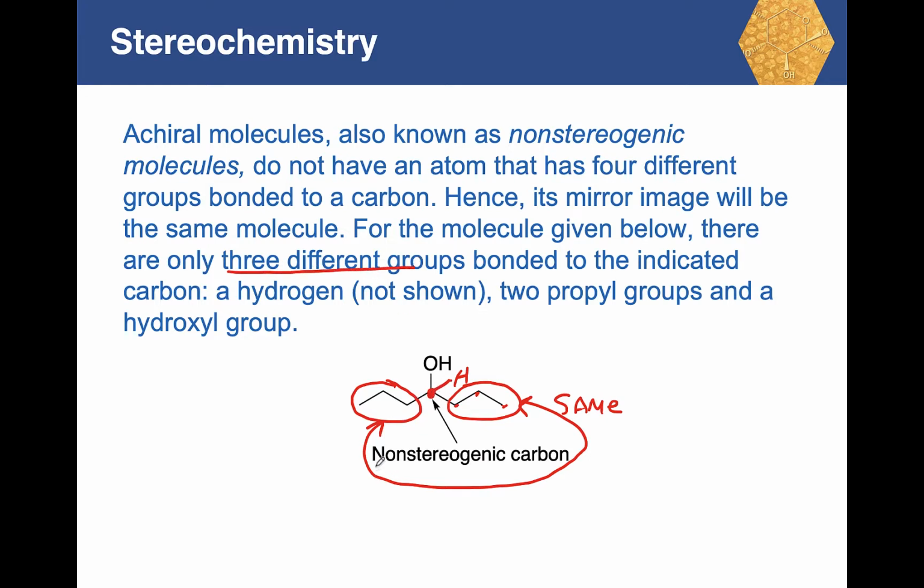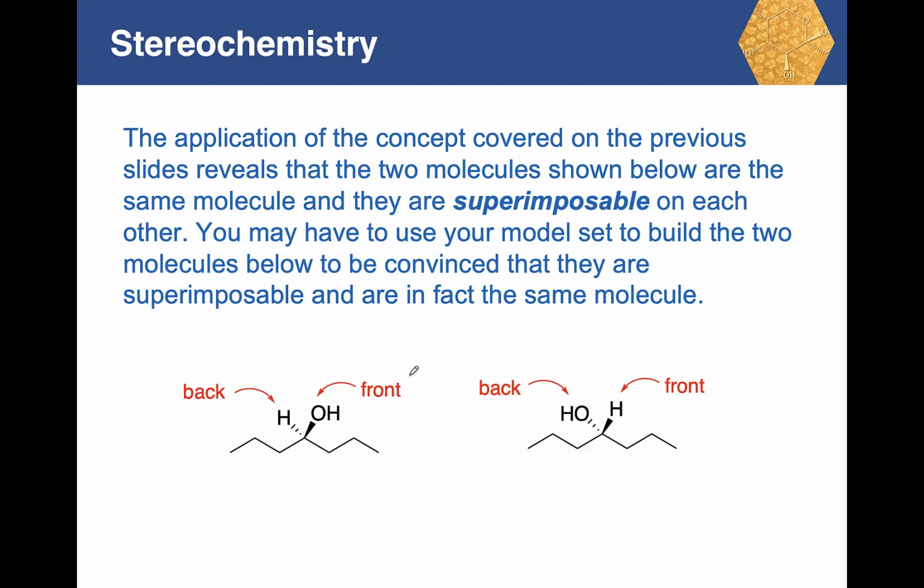So therefore this carbon is not stereogenic. So we say it's non-stereogenic because we have defined the stereogenic carbon as one that has 4 different groups. So if it has just 3, it's non-stereogenic. Here's the key. If it has 3 different groups bonded to this carbon, its mirror image will be the same. So therefore it is not the enantiomer. So let's look at this. So now we have drawn it.